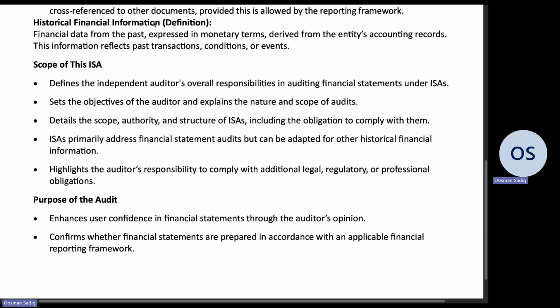Okay, so let's start. The first thing we have to do is the scope of the ISA. What does this ISA actually stand for? That is the most important area.